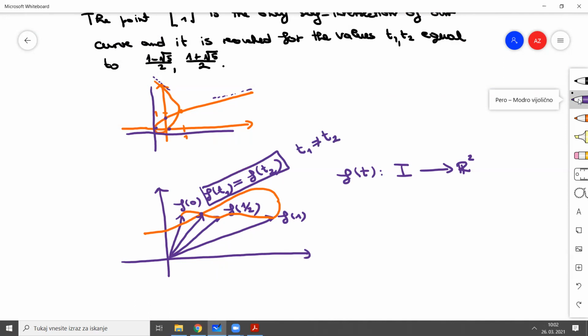Okay, now I understand. So T1 and T2 are like time. Yes. Because of course if T1 is equal to T2, this condition will be met, but this doesn't mean that we have a self-intersection, because T1 equals T2 means that this is the same point, but also at the same time. Yes. Okay, thank you very much.